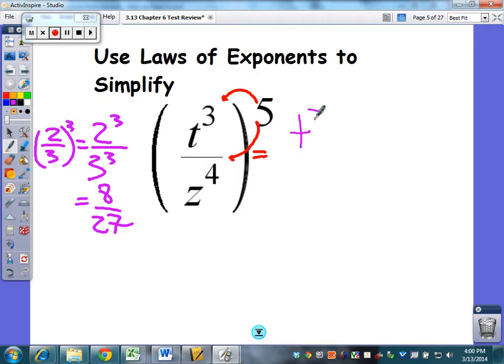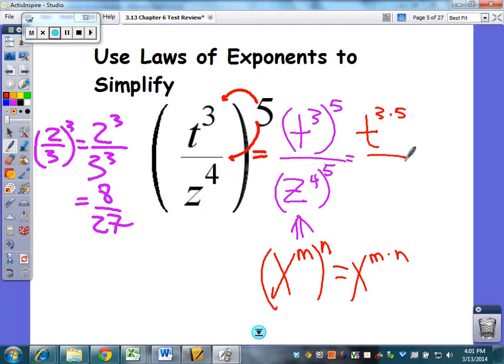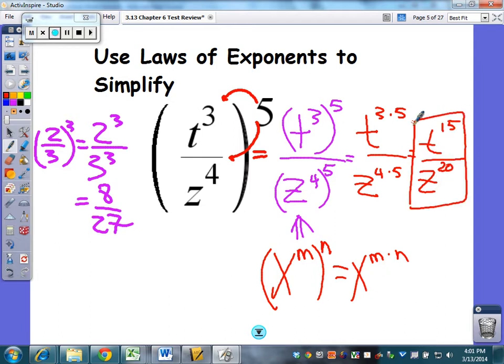We say t to the 3rd power being raised to the 5th power. Then we have z to the 4th power, and that is being raised also to the 5th power. Now, we apply a principle here that says that if we have some number x raised to the m power, then also raised to the n power, a power to a power, then we have x to the m times n. So we're going to apply that by saying t to the 3 times 5 over z to the 4 times 5, which is t to the 15 over z to the 20. And that's it.